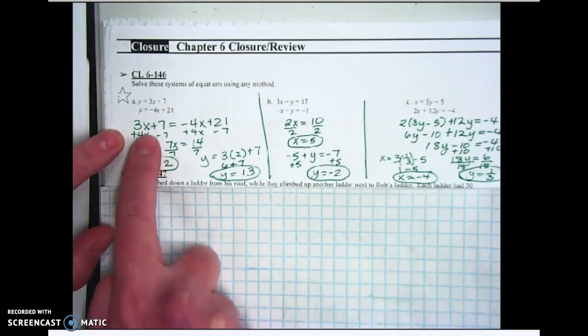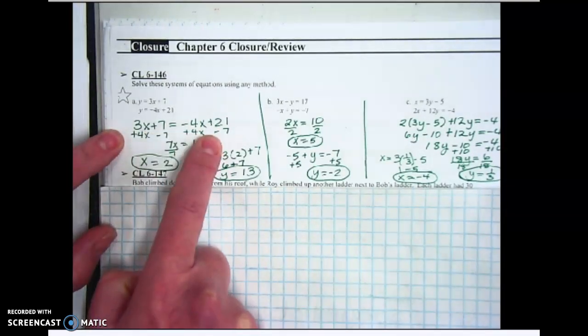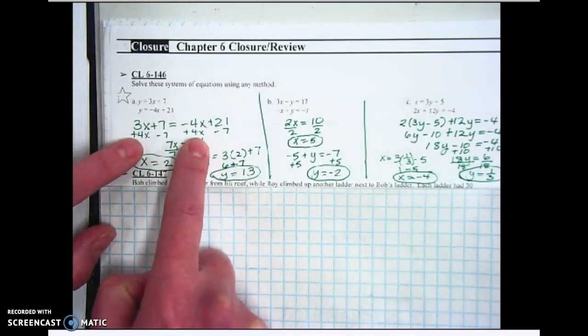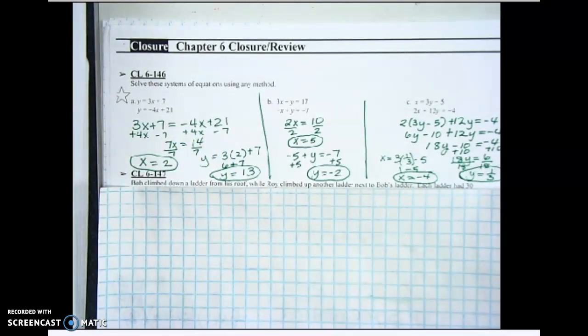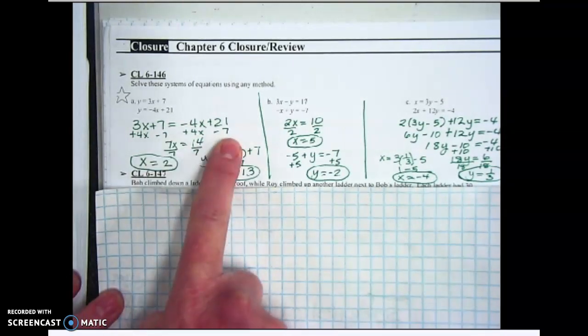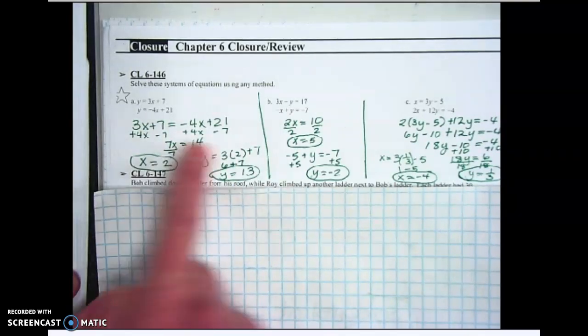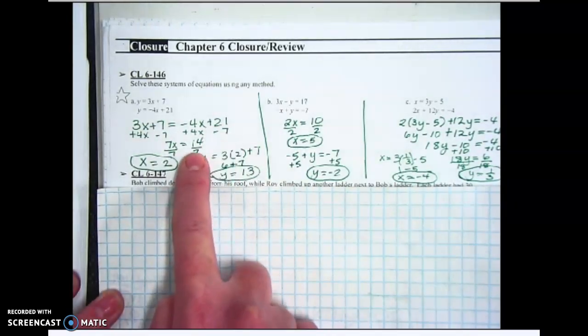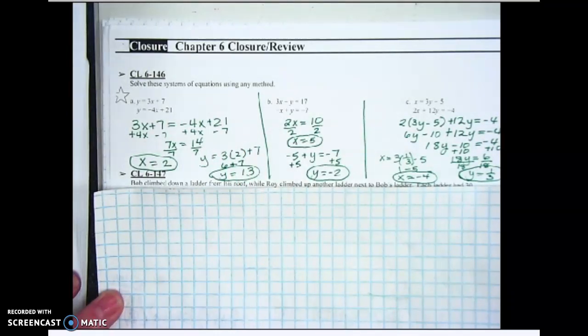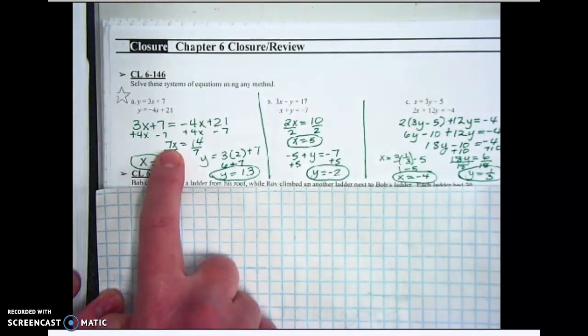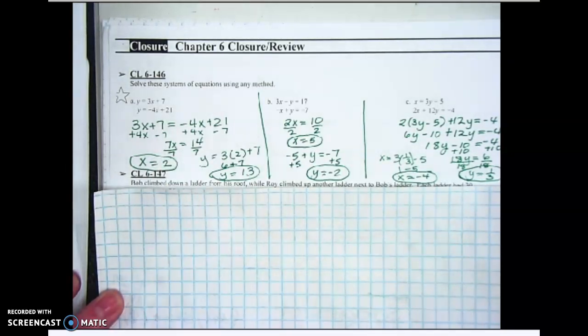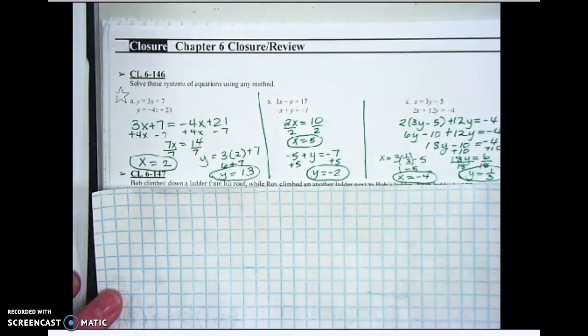Question A, we are going to use the equal values method. So you're going to set the first expression equal to the second expression, add 4x to both sides so that you get the variable on the left side, and then in the same step, subtract 7 from both sides, and then 3x plus 4x is 7x, 21 minus 7 is 14, and then the inverse operation of multiplying by 7 is dividing by 7. So 7 goes into 14 2 times. That gets you your x variable.